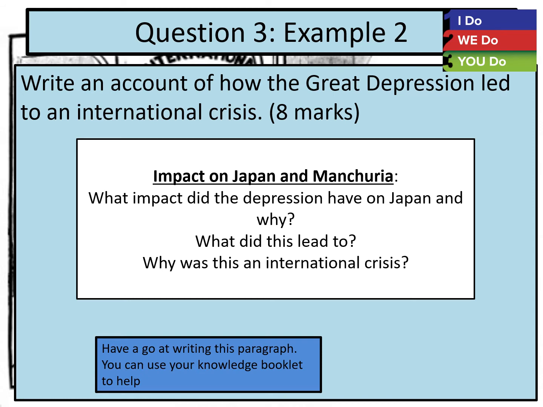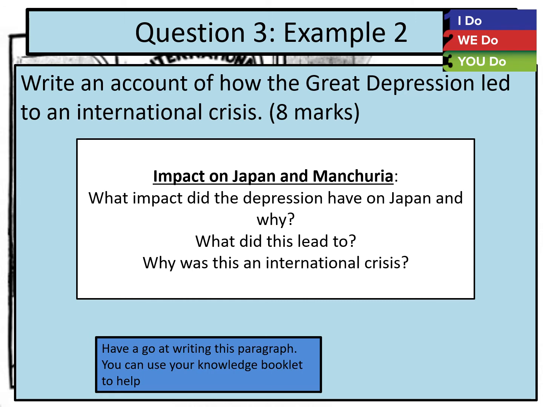You, of course, can use your notes from yesterday and any revision materials that you've got on Japan and Manchuria. You don't have to write this off the top of your head. And I would like you to do it in just 5 minutes. So write an account of how the Great Depression led to an international crisis. So your first paragraph is going to be all about the impact on Japan and Manchuria.